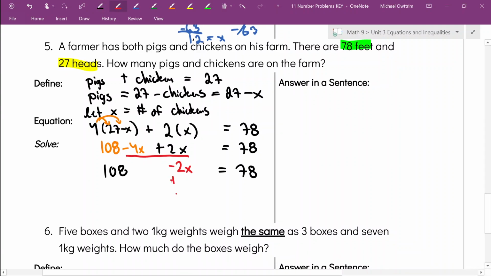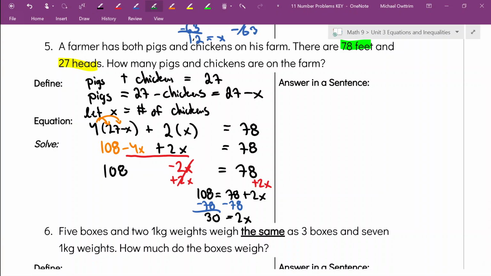We don't want that negative x, so we'll add 2 x's to both sides. And that'll give me 108 is equal to 78 plus 2x. We'll finish up by doing step 3, which is to undo our addition of 78 by subtracting. 8 take away 8, 10 take away 7. And we'd finish up by dividing both sides. And I'll say that x is equal to 15. So x was my number of chickens, so I'll say there are 15 chickens.